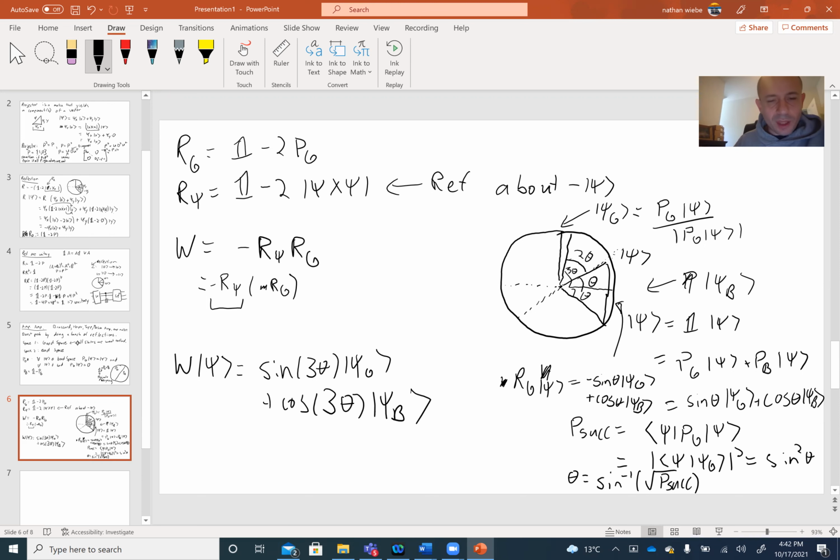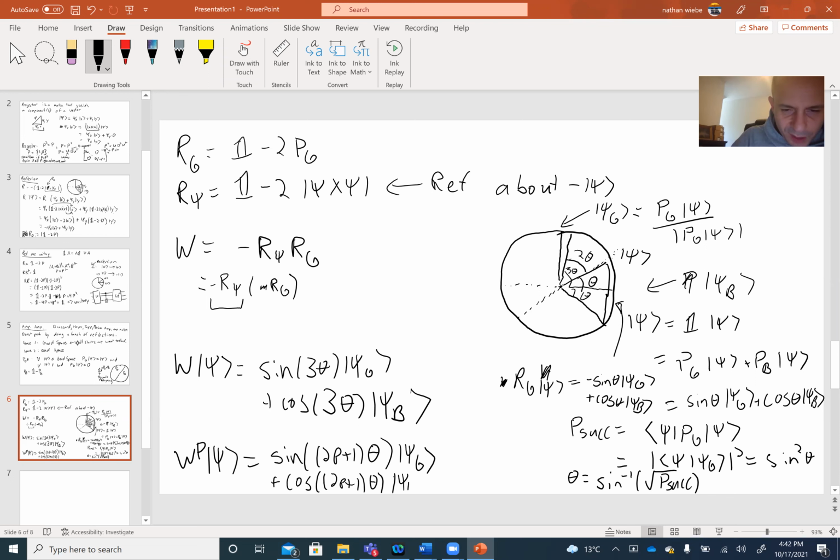Okay, now in general, if we repeat this many times, say W to the p acting on psi will actually end up giving us sine of (2p plus 1) theta psi g plus cosine of (2p plus 1) theta psi b. All right. So in essence, what it does is it carries out a rotation of our initial vector in this two-dimensional plane through an angle of 2 theta.